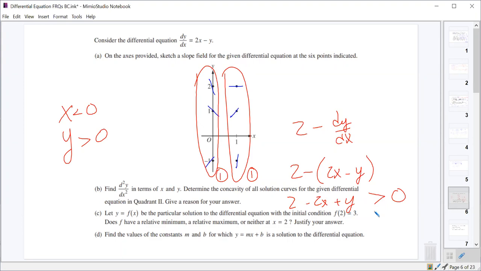Okay. Part C, also easy, I hope. We got y equals f of x as a particular solution with the initial condition that f of 2 is 3. We want to know, does f have a minimum, maximum, or neither at x equals 2? Well, plug in x equals 2 and y equals 3. And what do you get? 1. So neither. Why? Because the derivative doesn't equal 0. There's no critical value there. And so A, B, and C should have been really quick, easy, and straightforward, I hope. D is where people started having some difficulty, probably.